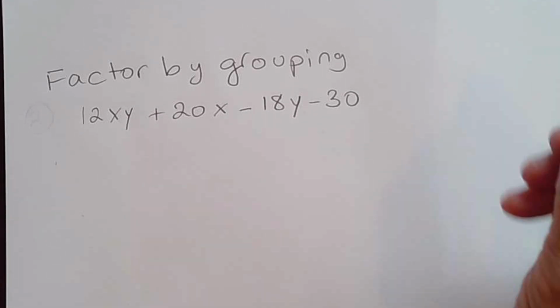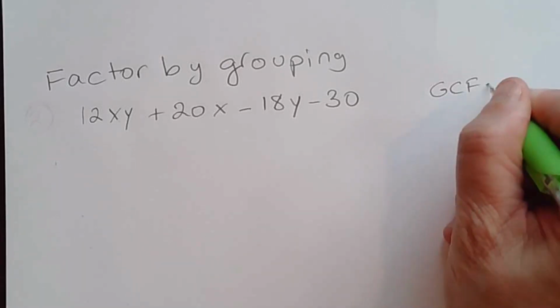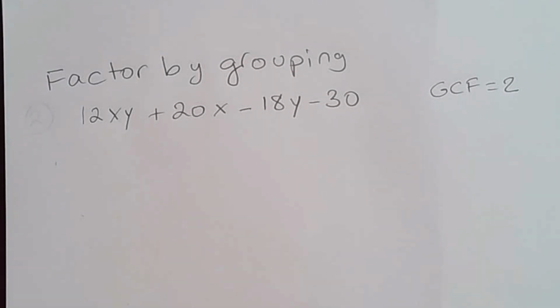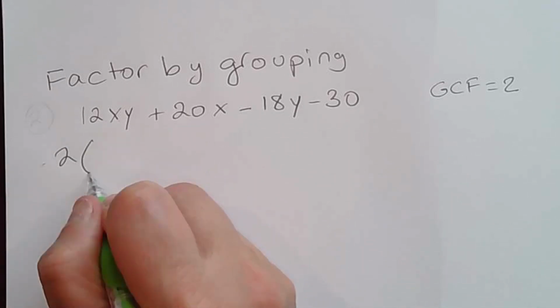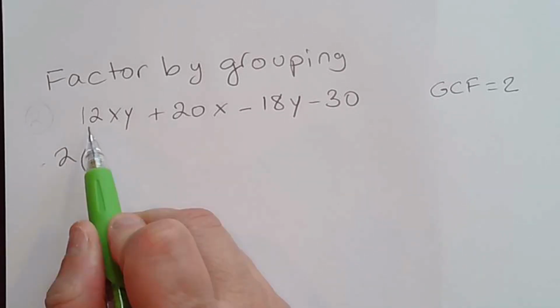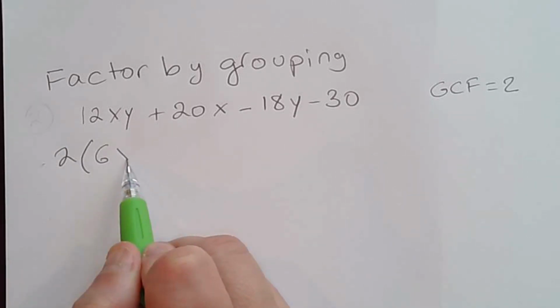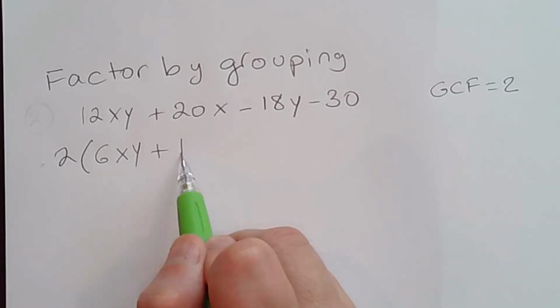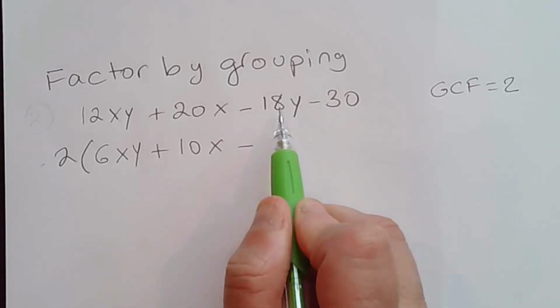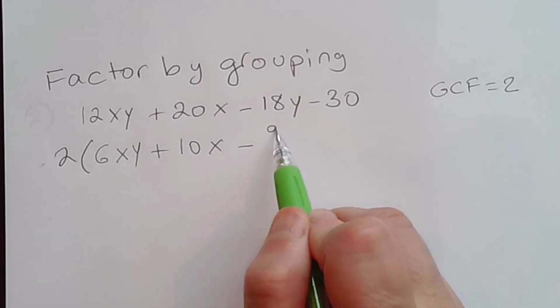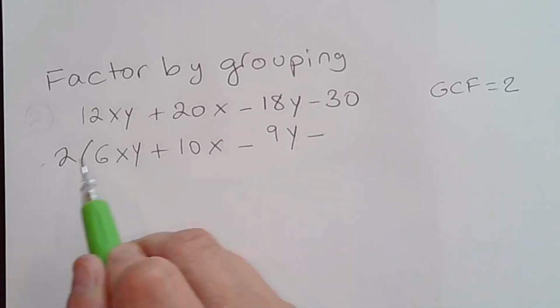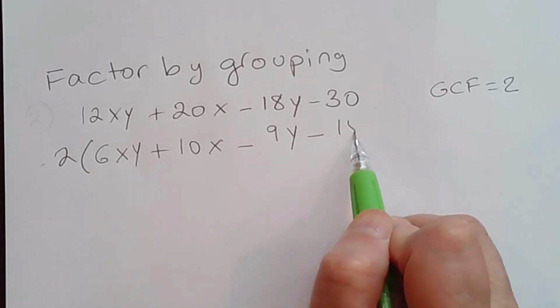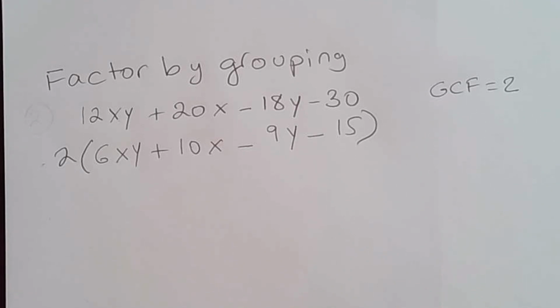So the GCF is equal to 2. Let's go ahead and factor the GCF first. So factoring the 2 from the first term, we'd be left with 6xy. Factoring 2 from 20x, we'll be left with 10x. Minus 18 divided by 2 is 9y, minus 30 divided by 2 is 15. We just factored the GCF. Now what we have for terms, we're going to try to factor by grouping.